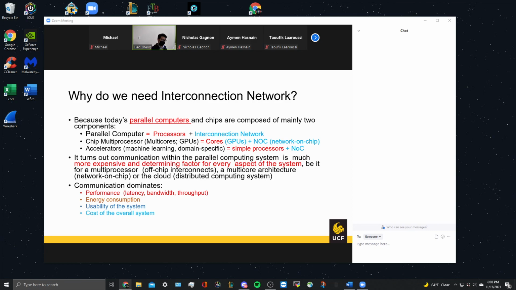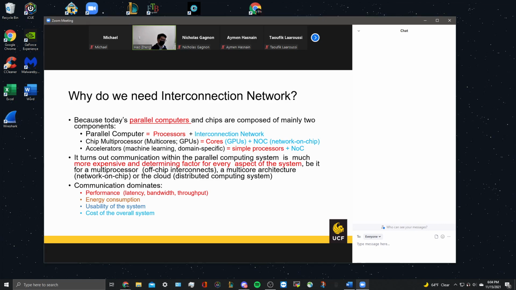So interconnection network is a broad word for covering both parallel computers and chip multiprocessors. Network on chip only refers to the interconnection network that connects components in the same chip. So they have similar definitions, but the NoC, the network on chip, may have a narrower scope. Okay.